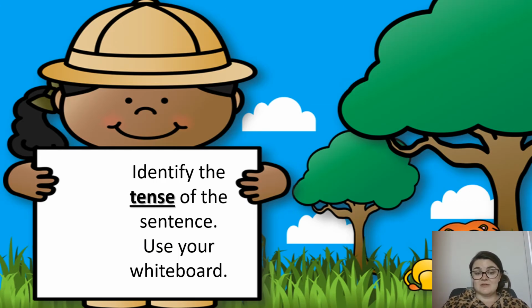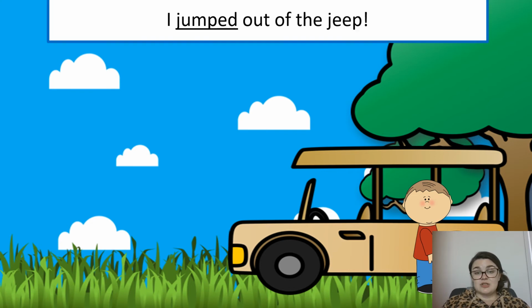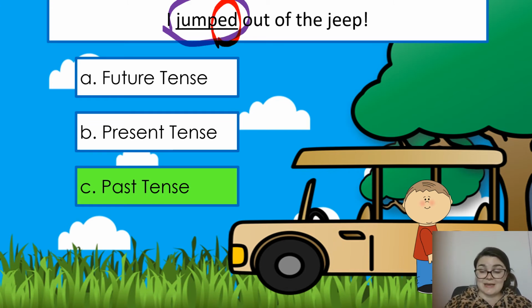Identify the tense of each of these sentences. Use your whiteboard. You can use a piece of paper as well. I jumped out of the Jeep. My verb is jumped. Now you need to decide if jumped is A, in the future tense, B, in the present tense, or C, in the past tense. Jumped is a past tense verb. I know this because I have that ed on there to show me that it's a past tense verb, or something that's already happened.